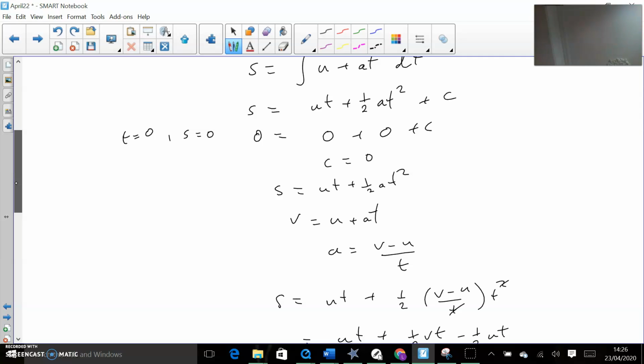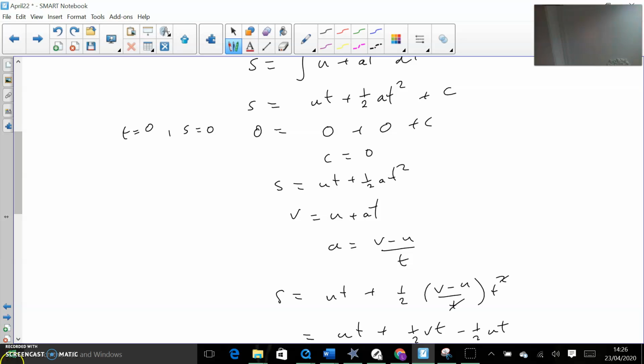And there you have all of the Suvat equations for constant acceleration only. You can only use them for constant acceleration, and they obviously are a special case of the definition of acceleration as the derivative, the change in velocity. Okay, there is a short exercise on that one. Exercise 11e on page 192.